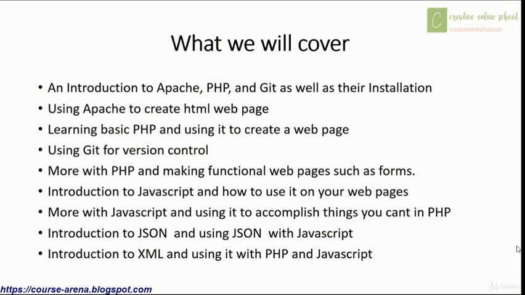First, we're going to go over an introduction to Apache, PHP, and Git, as well as their installation. Then we're going to go over using Apache to create HTML web pages. We'll learn some basic PHP and how to use it to create a web page. We're going to talk about using Git for version control. We'll learn some advanced PHP techniques so that we can make functional web pages such as forms.